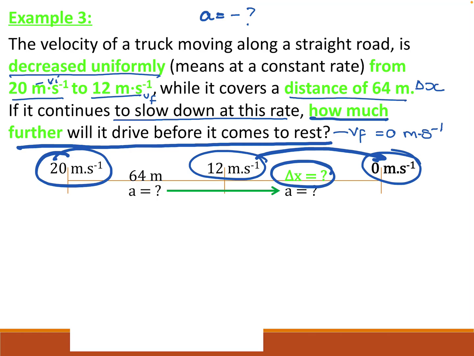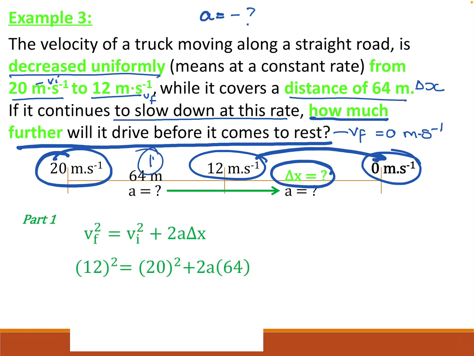So we're going to separate this into two sections. Part 1 is the 64 meters. I'm going to work out the acceleration using vf squared equals vi squared plus 2a delta x. Okay, I know vf, I know vi, I know delta x. I get minus 2 meters per second squared. I can leave it as minus 2. It's not my final answer, so I don't need to put it as direction and words. But I do need to recognize that it's minus 2. So this is also minus 2.